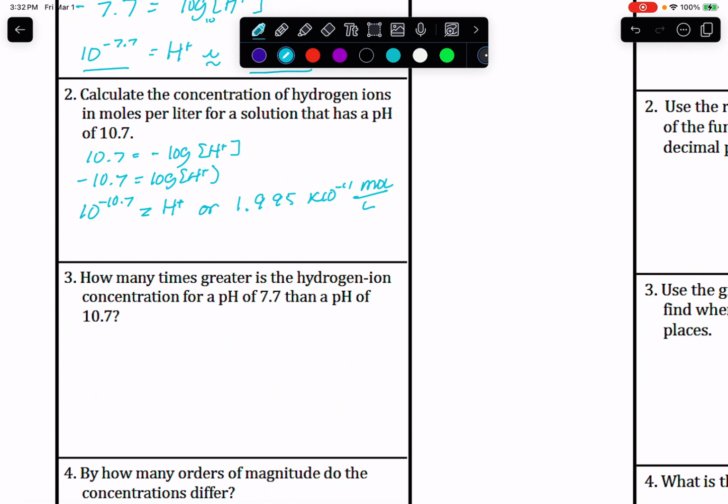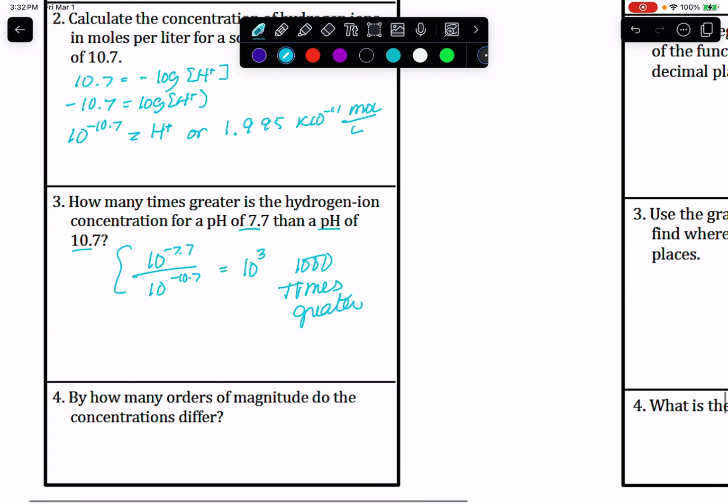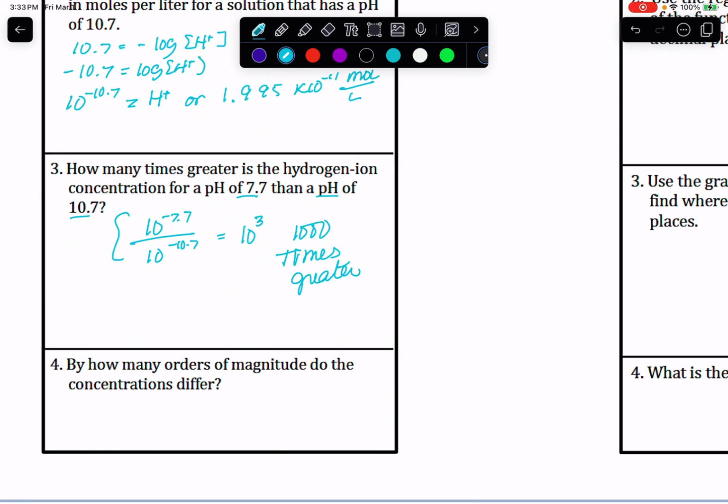How many times greater is the hydrogen concentration of a pH of 7.7 than a pH of 10.7? So you would say, okay, I have 10 to the smaller negative number is bigger. So make sure you realize that. 10 to the negative 7.7 over 10 to the negative 10.7 is 10 to the third. You don't need a calculator for this. So that would be 1,000 times greater. Remember, when it asks times greater, you divide the larger one by the smaller one. How many orders of magnitude do they differ by? Well, orders of magnitude would be this exponent, so that would be 3.